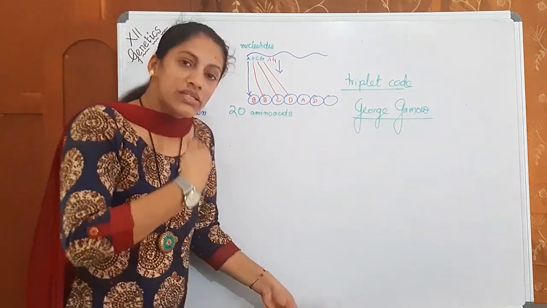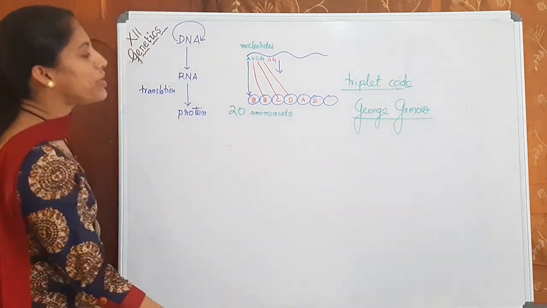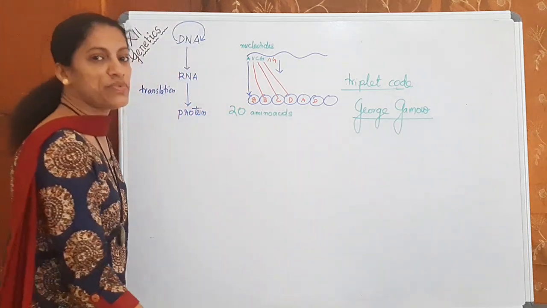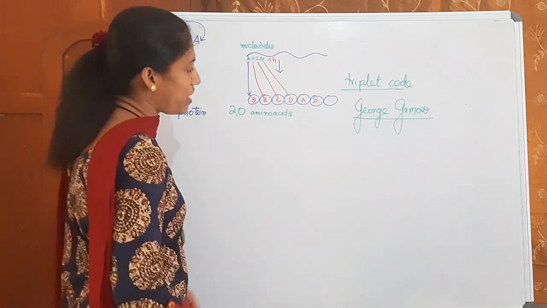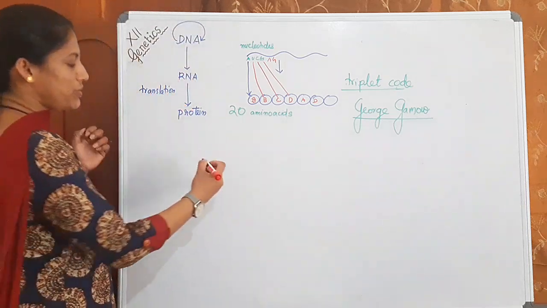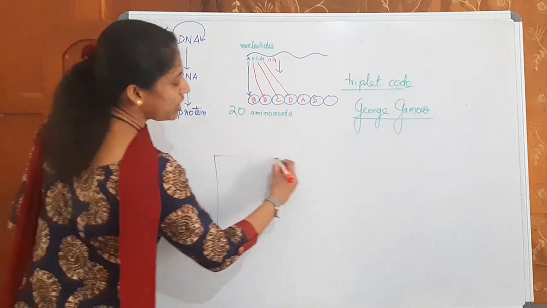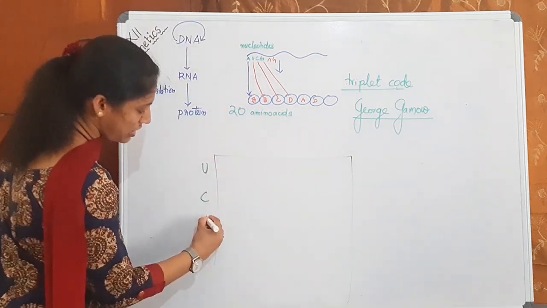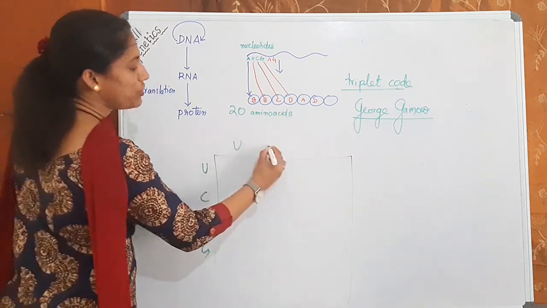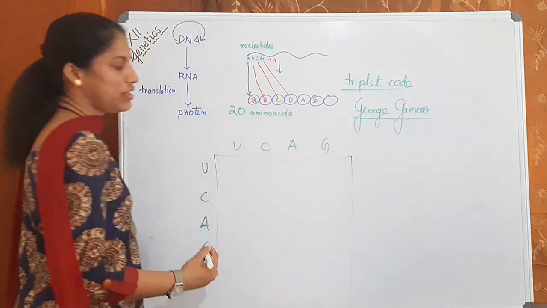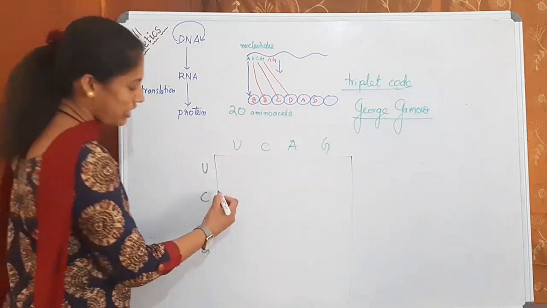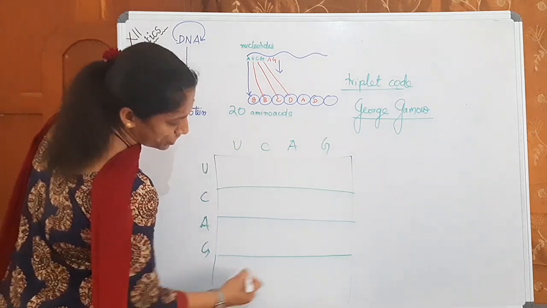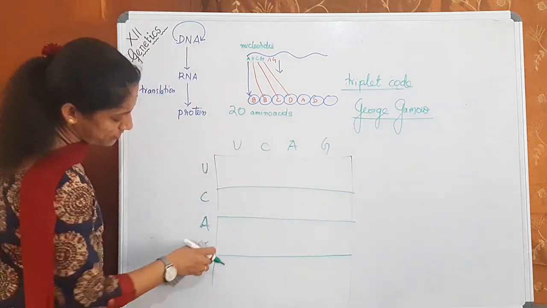And with his idea, later Nirenberg and Khorana developed their genetic codes. That is what we are going to discuss. Before that, just see that if it is a triplet code, U, C, A, G, U, C, A, G. In every box, you have to find out how many it produces.